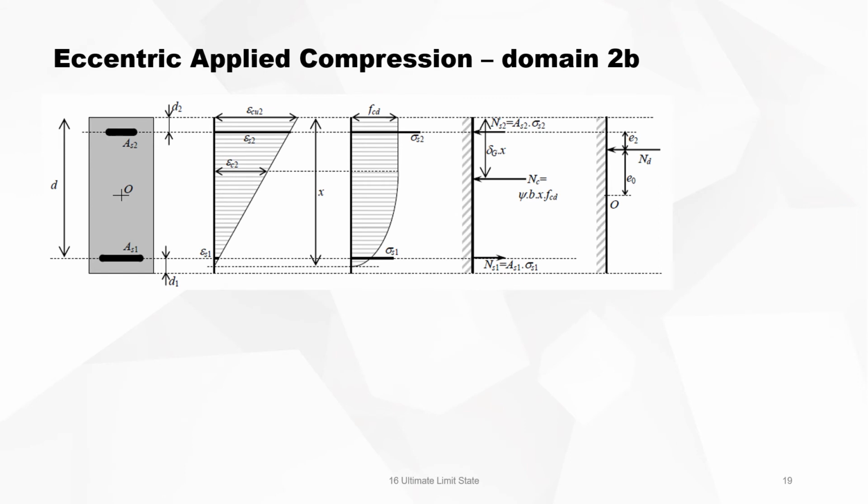Now we have a look at the total picture: the section, the strain diagram, and the stress diagram. If you see this, then you see in domain 2B we always have the full parabolic rectangular stress diagram, which is important because it means that psi, the filling coefficient, and delta G, those two coefficients, are constant for a given concrete grade. Then we have the forces.